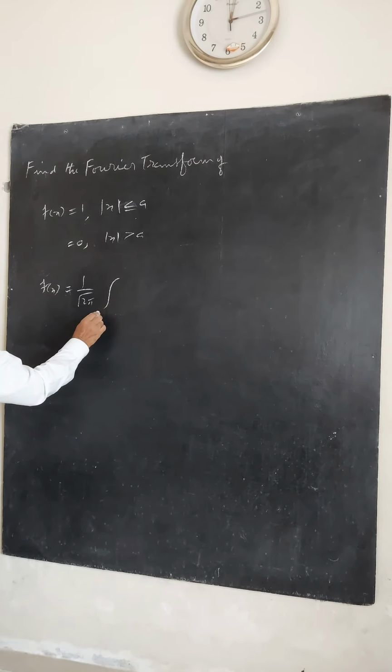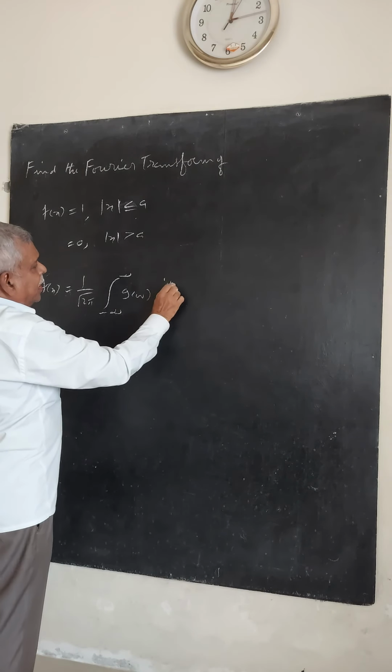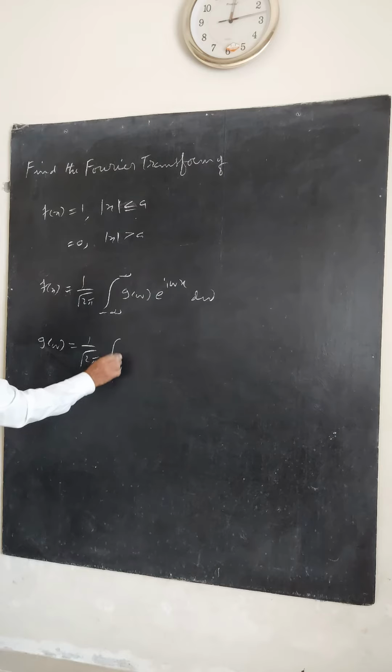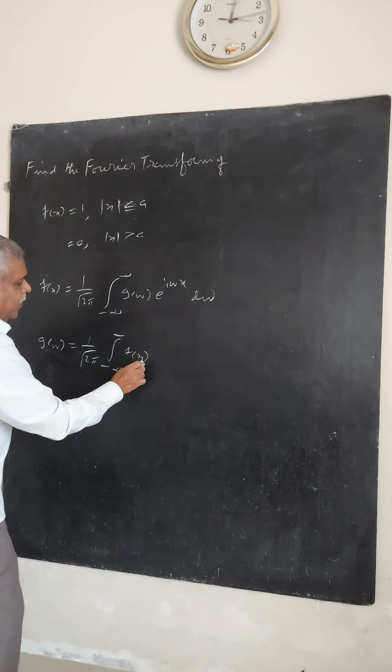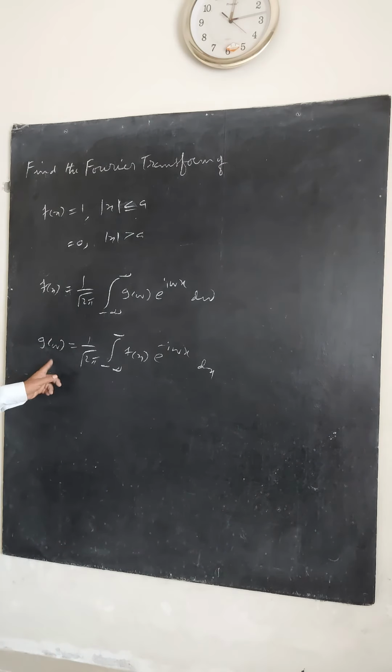Let us use the same set of complex Fourier transforms. F of x equal to 1 by root of 2 pi integral minus infinity to plus infinity g omega e power i omega x d omega. G omega equal to 1 by root of 2 pi integral minus infinity to plus infinity f of x e power minus i omega x dx. The same f of x here, g omega here. G omega is the Fourier transform. After finding the Fourier transform, we have to put g omega here. We will get the result. First deduction we will get.